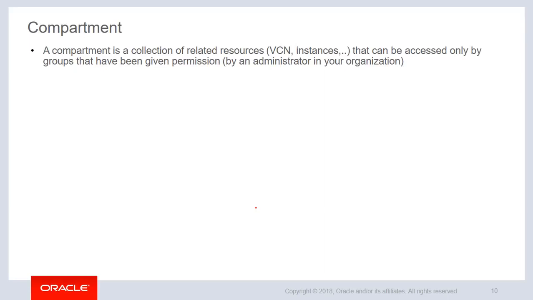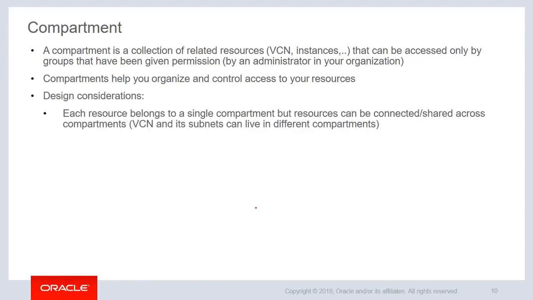Okay, so we said a few slides back that we will look into compartments. It's a unique feature of OCI. A compartment is a collection of related resources like VCN instances that can be accessed only by groups that have been given permission by an administrator in your organization. So compartments help you organize and control access to your resources. Now, what are the design considerations for compartments? Each resource belongs to a single compartment, but resources can be connected or shared across compartments.